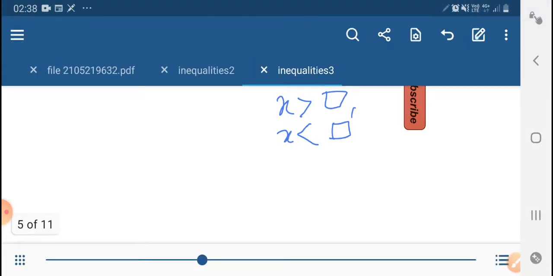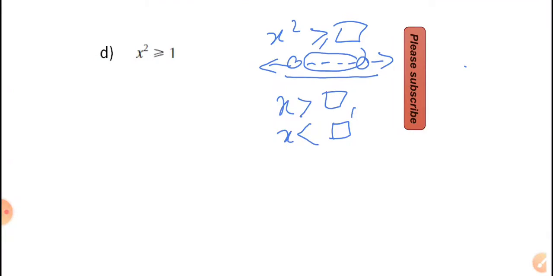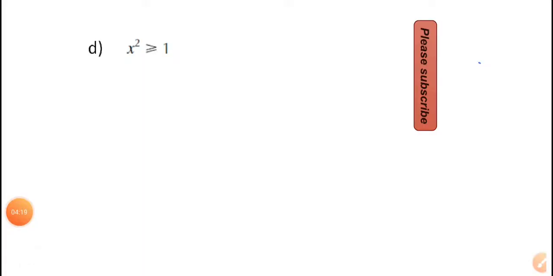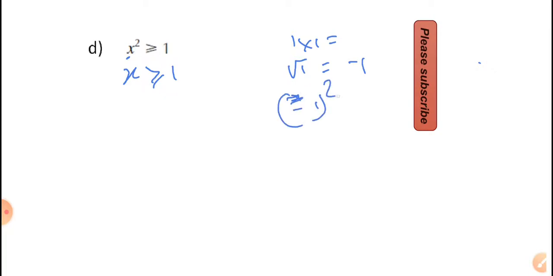Now to start the question off, there are two solutions. To get the x by itself, we have to square root both sides. So whenever you square root both sides, you'll get x and 1, because square root of 1 is 1. 1 times 1 is 1. So just copy the sign down. But don't forget, square root of 1 is also negative 1, because negative 1 squared is minus 1 times minus 1, which is just 1. So there are two possible answers.